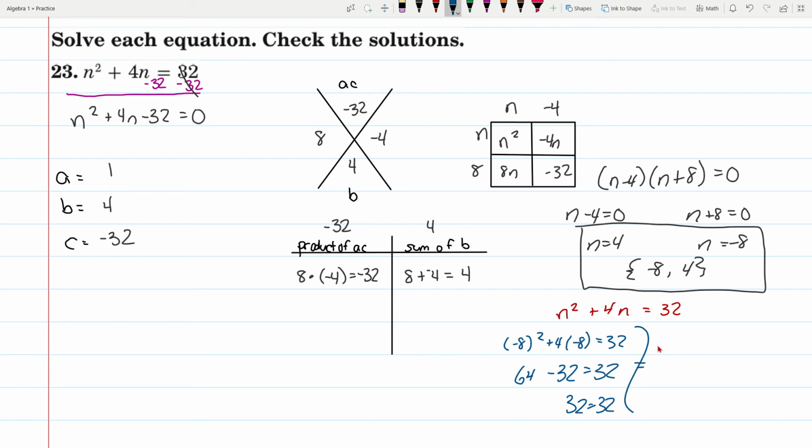Put in the 4. 4 squared plus 4 times 4 has to equal 32. 16 plus 16 needs to equal 32, and of course it does. 32 equals 32, so the 4 checks out.